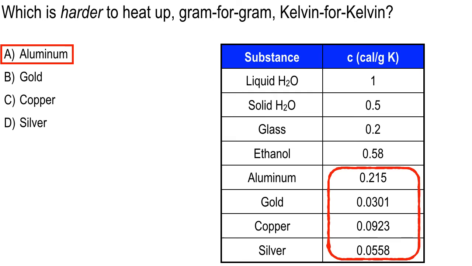What you do is you look at those numbers and you think to yourself, okay, gram for gram, Kelvin for Kelvin, that's how many calories I need. If I have one gram of gold, 1 gram of aluminum, 1 gram of copper, 1 gram of silver, I need that many calories to raise it by 1 Kelvin on the Kelvin scale. So you look for the highest number. All right? And that is why aluminum wins on this one.